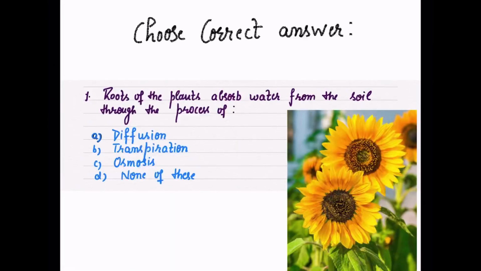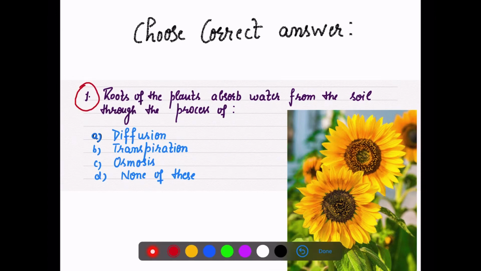Let's start our interesting game with our first question. You have to choose the correct answer from the given options. So the first question for you is: roots of the plants absorb water from the soil through the process of diffusion, transpiration, osmosis, or none of these.